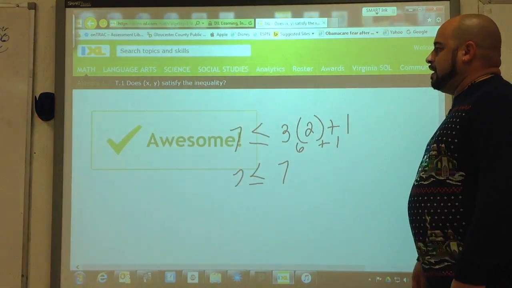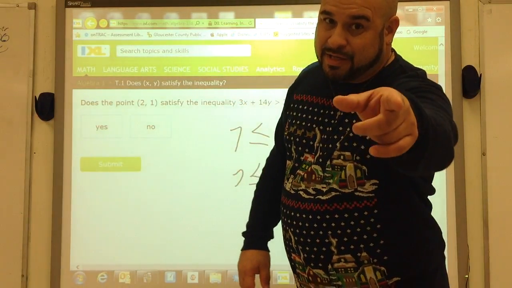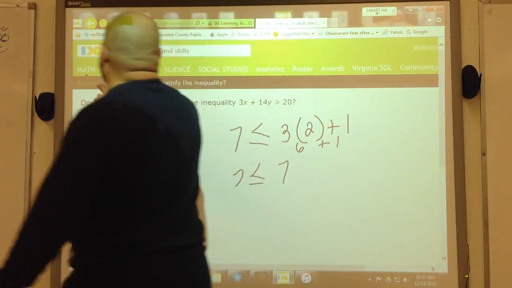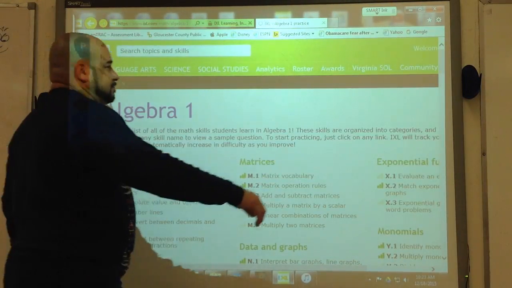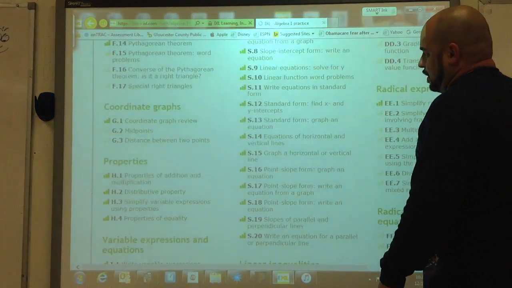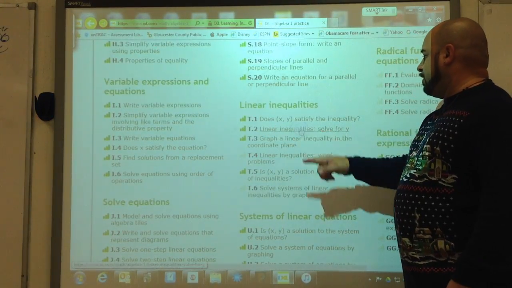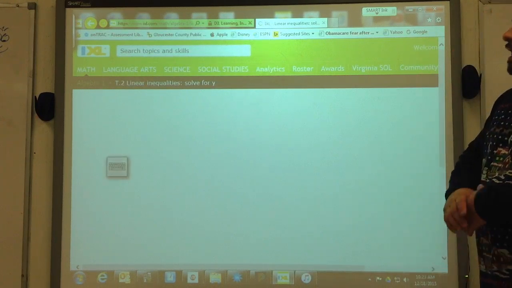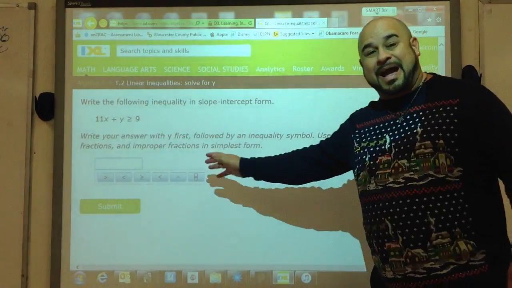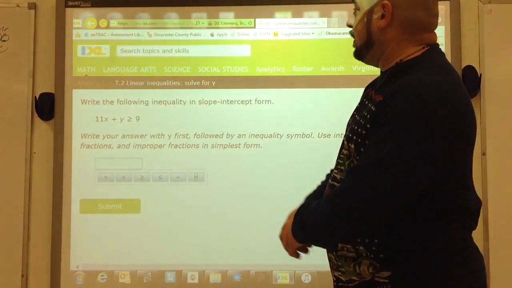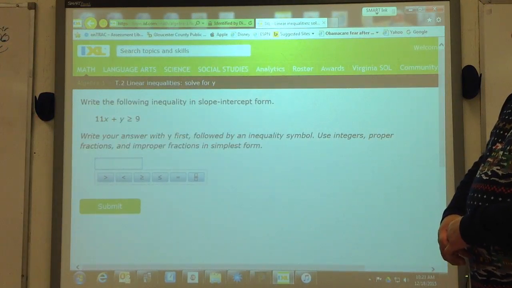All right. Now, are they all always going to satisfy? Probably not, so be careful. Now we're going to move on to T.2. We'll go here, T.2, linear inequality solved for y. So in this situation, we're going to have to type out the inequality. It says write the following inequality in slope-intercept form.